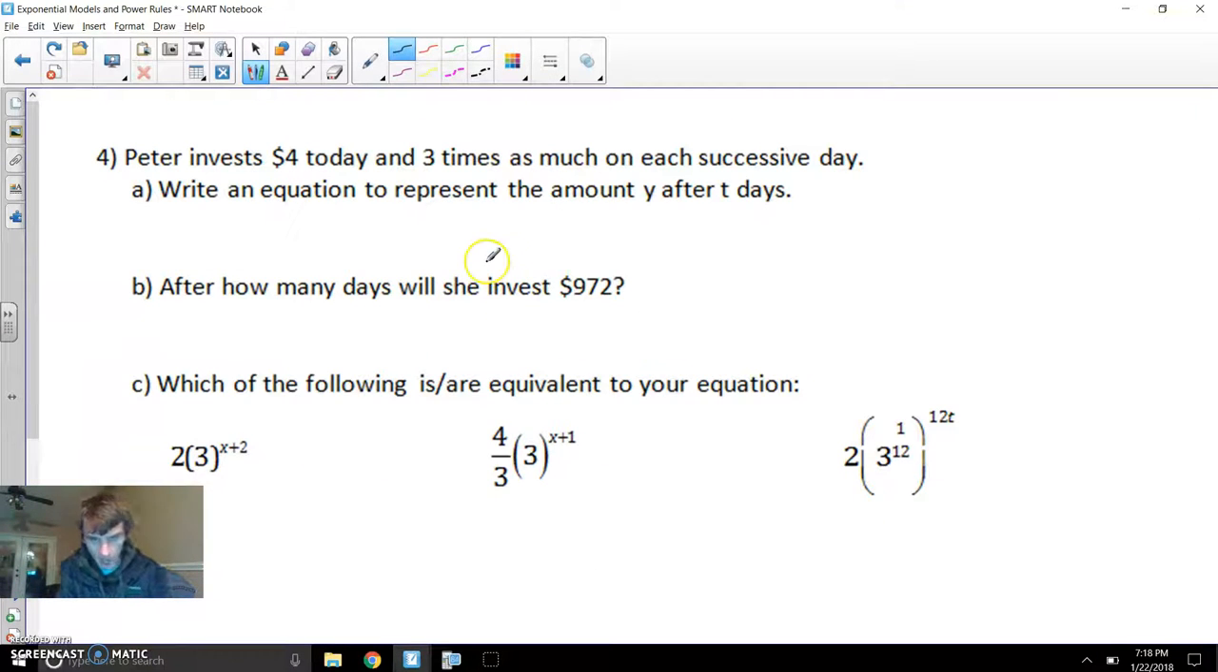So the last part we're going to talk about real quick is these questions that have to do more with exponential growth, but also some of the rules that we talked about that kind of dance around equivalency within these power rules. And so we'll kind of do some examples there. So $4 today invested 3 times as much on each consecutive day. So $4 is your A value, that's your initial value. 3 is your B, so it's A times B to the X power. So this is 4 times 3 to the whatever power. And it says T for days, so I'll just make this a little T, okay?